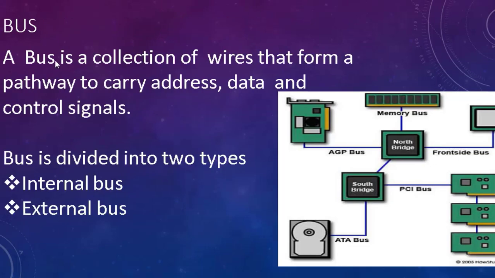The next component is bus. Bus is a collection of wires or cables that form a pathway to carry the address, data and control signals. So all these signals are carried through these wires, which are inside your CPU and outside the CPU. Bus is divided into two types, internal bus and external bus.